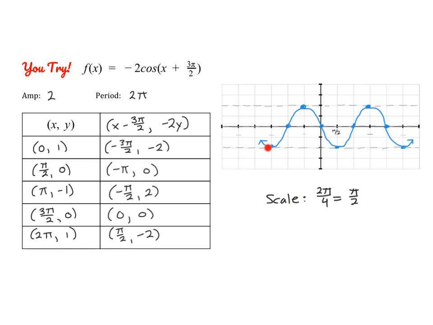minimum. And then we're going to go to the midline, maximum, midline, minimum. And everything, again, has been shifted to the left by 3 pi over 2. So here's my first cycle, and then I did a second cycle going to the right more.